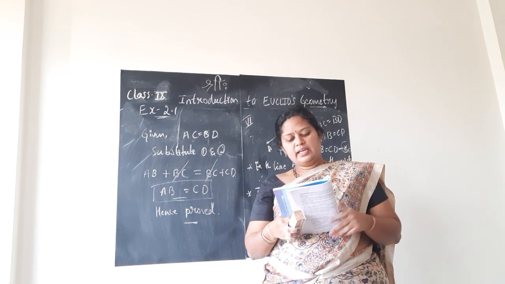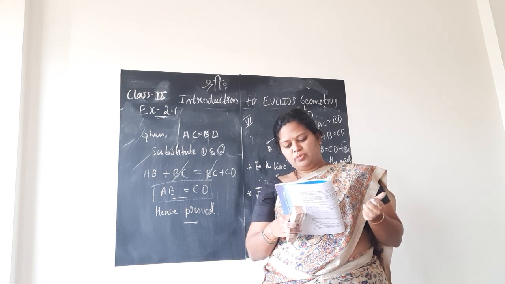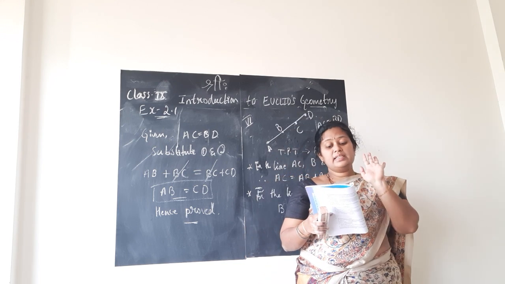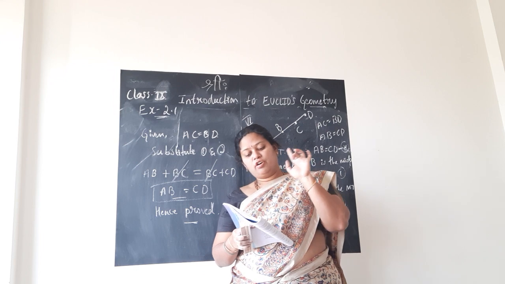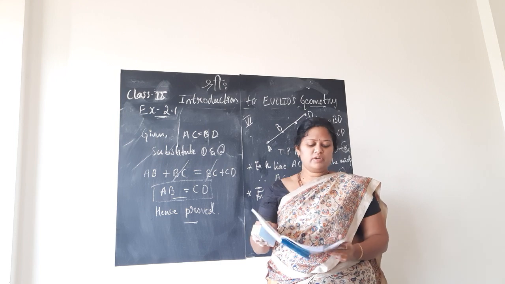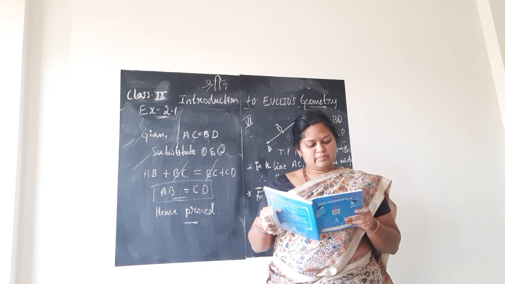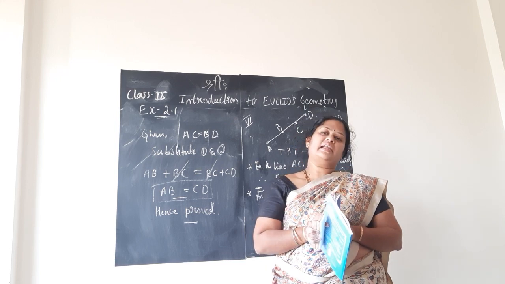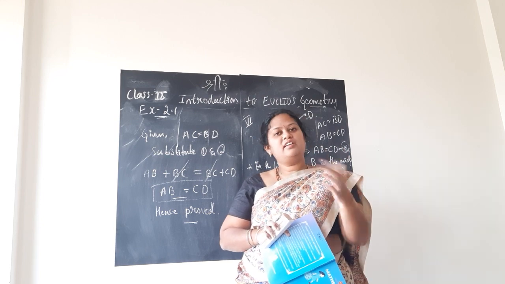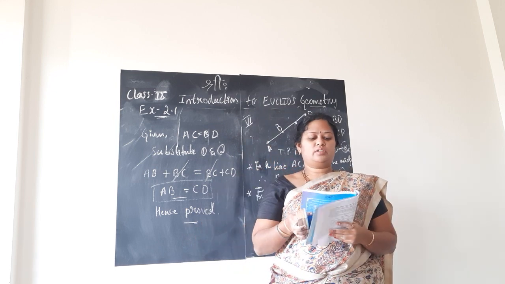Seventh question. Why is axiom 5 in the list of Euclid's axioms considered a universal truth? Note that the question is not about the fifth postulate. Why is axiom 5 in the list of Euclid's axioms considered a universal truth? So what was the fifth axiom we studied, children? Let us go back to axioms. The fifth axiom is: the whole is greater than a part. I gave you one example considering the universe, next our country, next our state, next our city, like that. So I want you to think and answer this question.